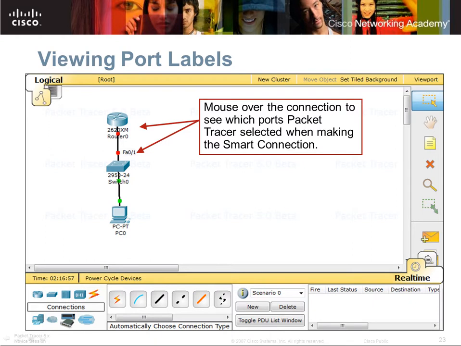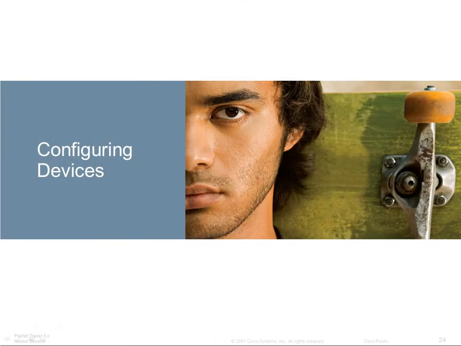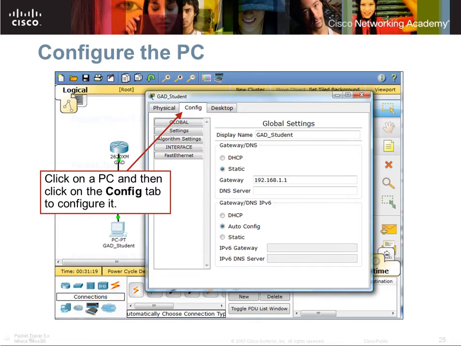Once we have connected all of our components in our network, we can go into configuring each device. To configure a PC, we must first click on the PC. Once we click on the PC, a new dialog box should appear. Click on the Config tab and then click on the device name.